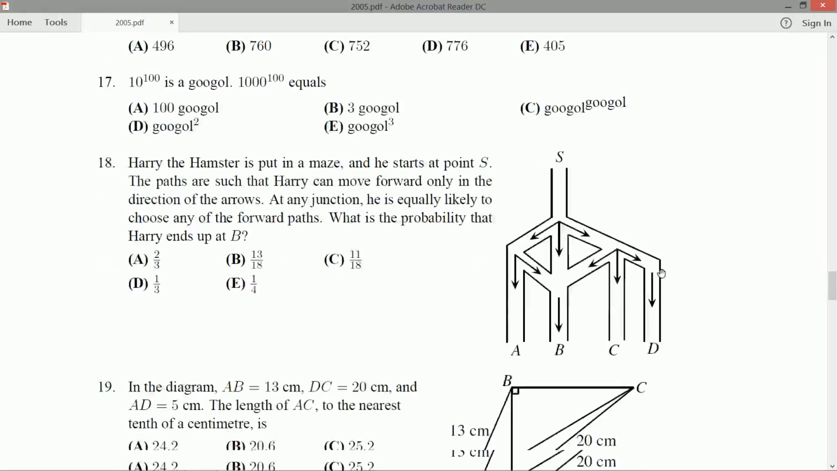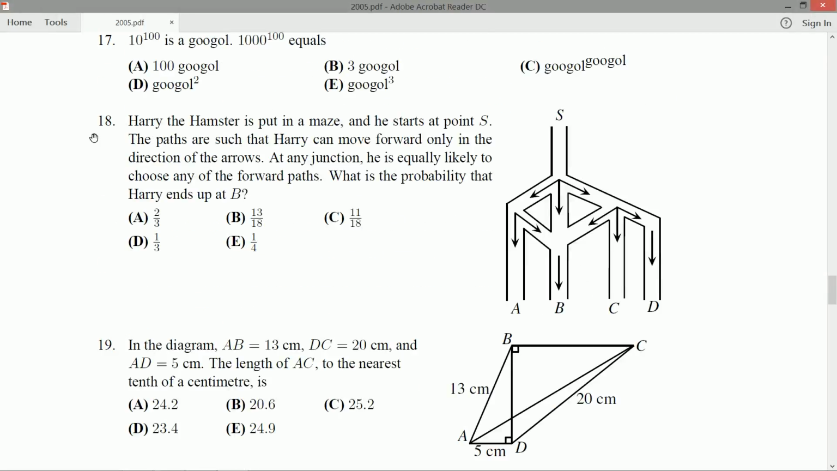Now I definitely won't fit 18 anywhere in here, so we're going to get a fresh piece of page for question 18, which is about Harry the Hamster, which I think I did on the Pascal, but I will nonetheless do it in the next video.